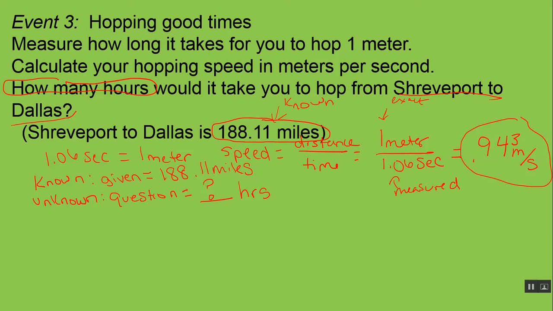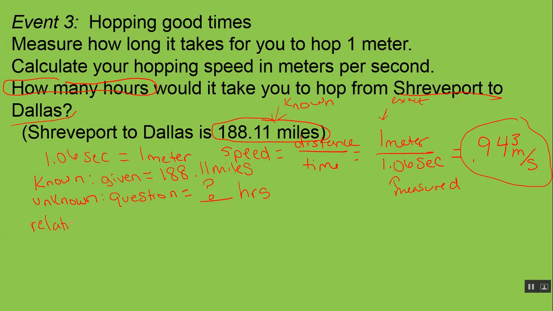The next step is to identify any relationship. So is there a relationship between our known and our unknown? And you should probably say no, right? Because that's what we're solving for. We don't know a relationship between miles and hours. But there are some relationships that we do know. So let's just think about some relationships we have.